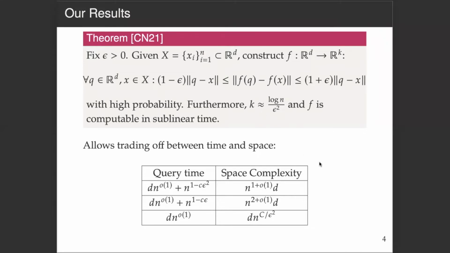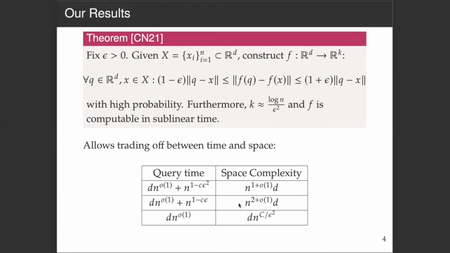So the precise amount of time taken by the data structure to compute the embedding depends on the amount of space available to it. And a few concrete instantiations of this trade-off are illustrated in this table. So suppose we were in the regime of near linear space. So suppose we had approximately nd amount of space, which is the amount of space needed to represent the privilege set X. Our data structure gives an embedding time of n to the 1 minus c epsilon squared.